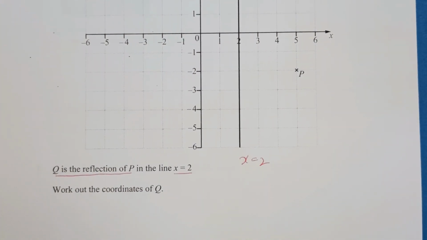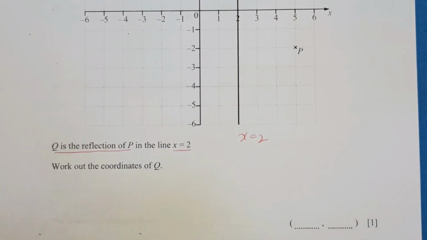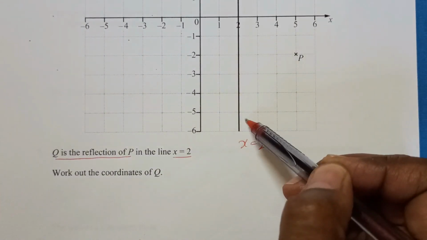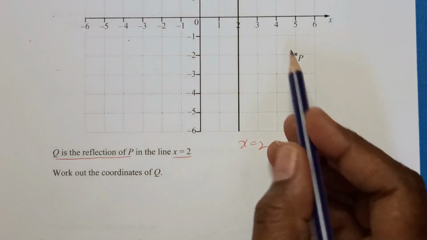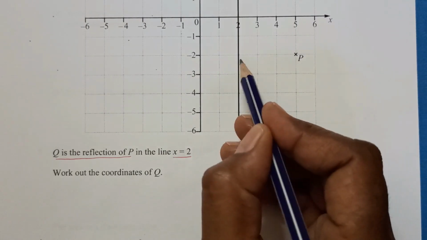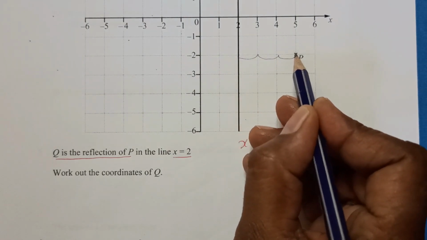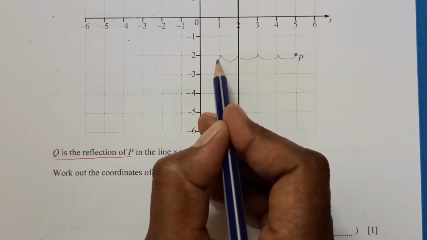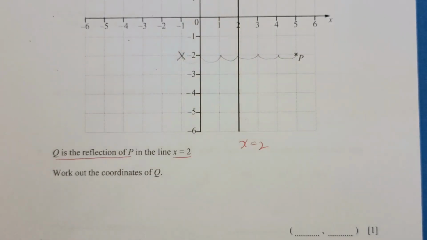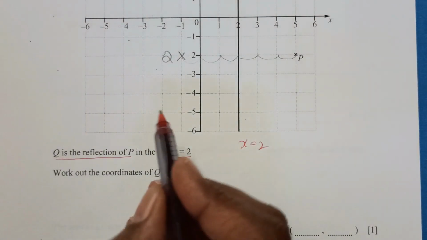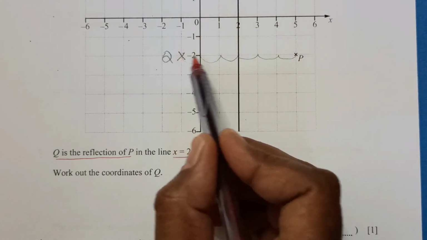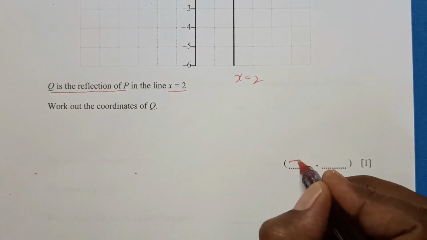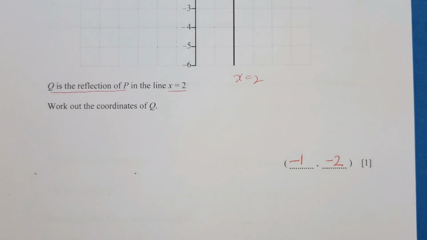So the question is, work out the coordinates of point Q. So Q is the reflection of P. So this is our line of reflection. So you need to count how many squares P is apart from the x equals to 2 line. This is the line. So it is 1, 2, 3. So there are 3 squares on the right hand side. So the reflection will be 3 squares towards left. So 1, 2 and 3. So this will be your point Q. So what are the coordinates of this now? So you can see along x-axis this is -1 and y-axis, -2. So the point will be -1, -2.